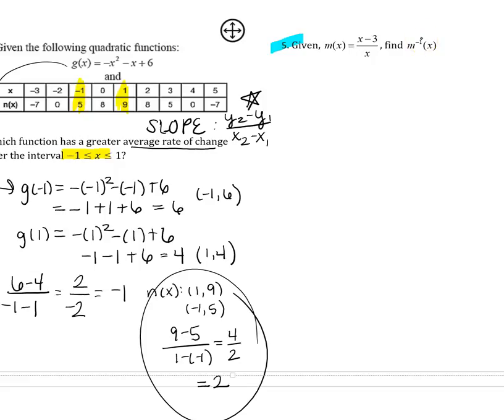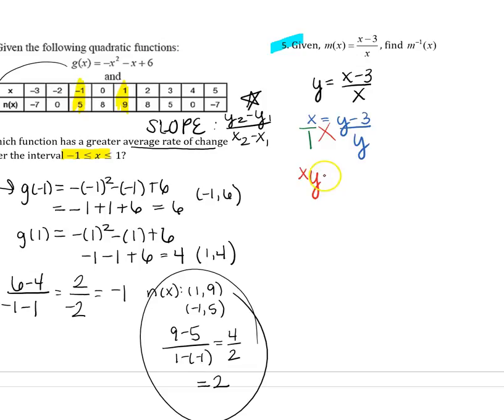All right, and number 5, we are given m of x and we want to find m inverse of x. First thing I'm going to do is rewrite m of x as y equals x minus 3 over x. Now when I find the inverse, it's always about switching x and y. So I'm going to change x and y here. And then I'm solving for y. So I'll put x over 1, and then I'll cross multiply. So I get xy is equal to 1 times y minus 3, or just y minus 3.